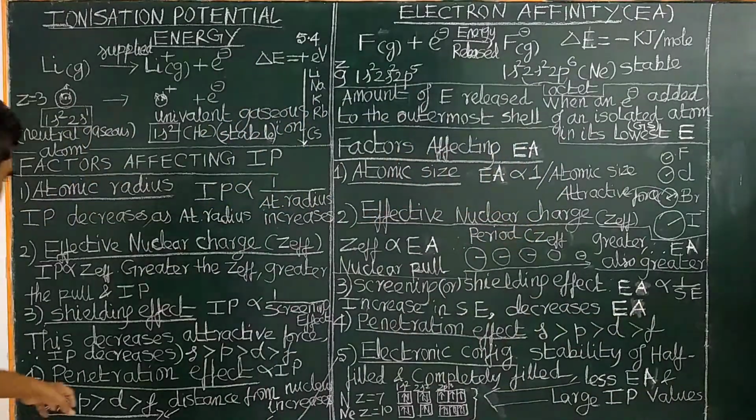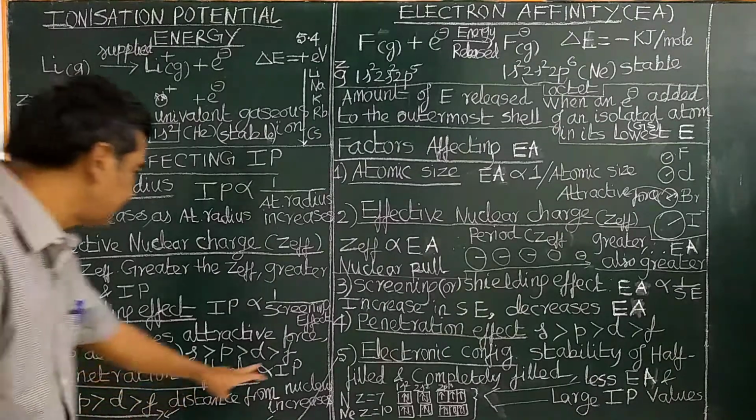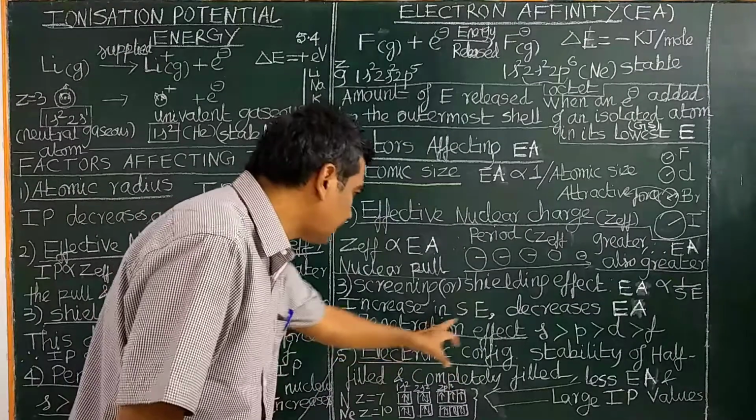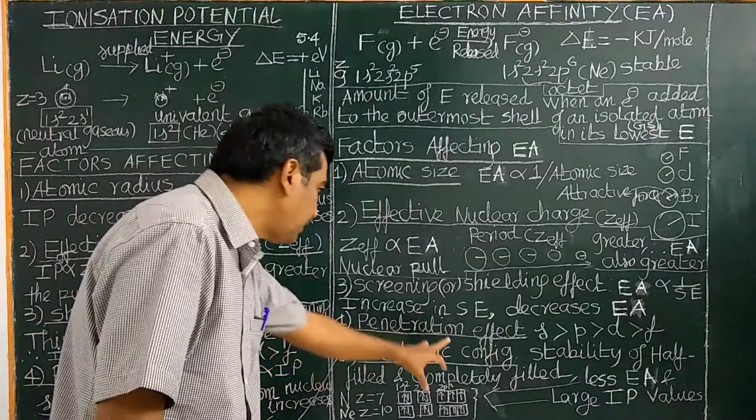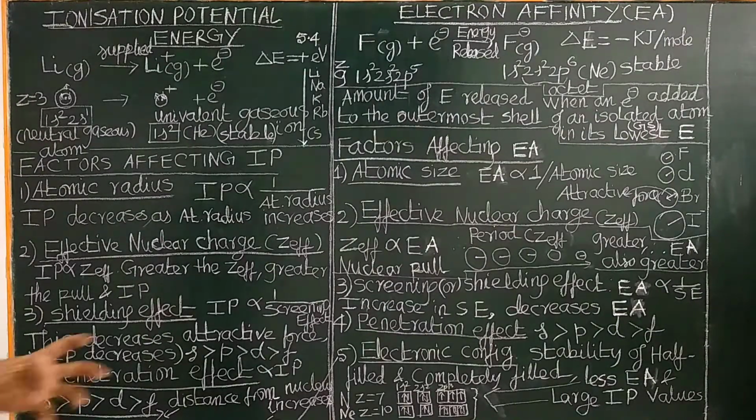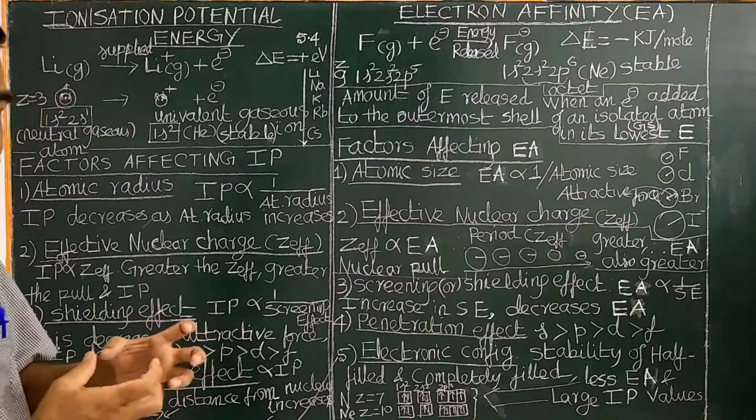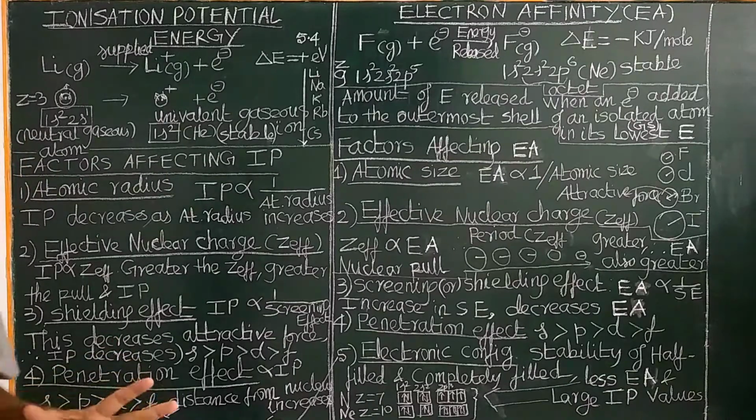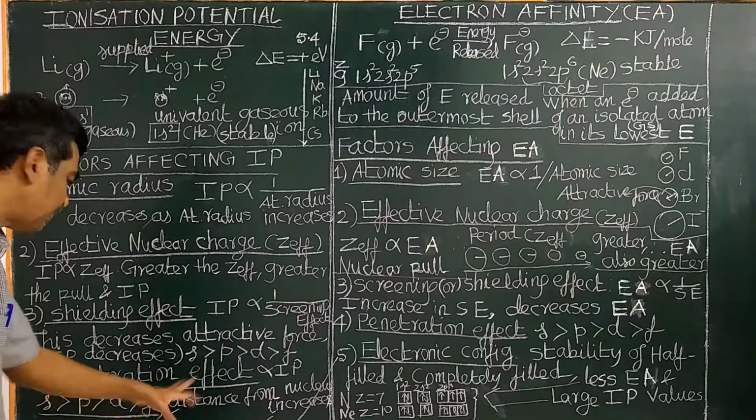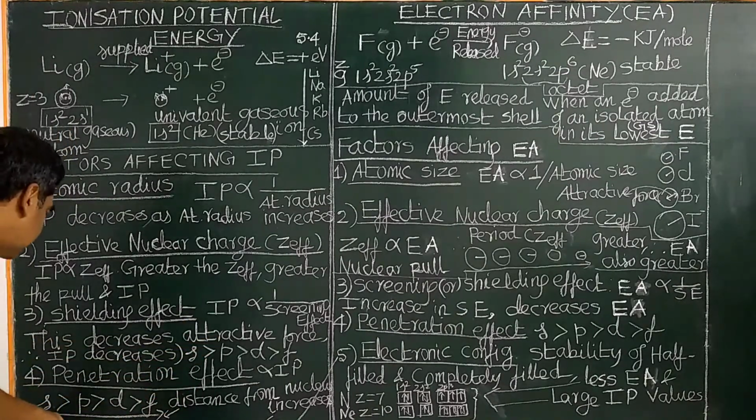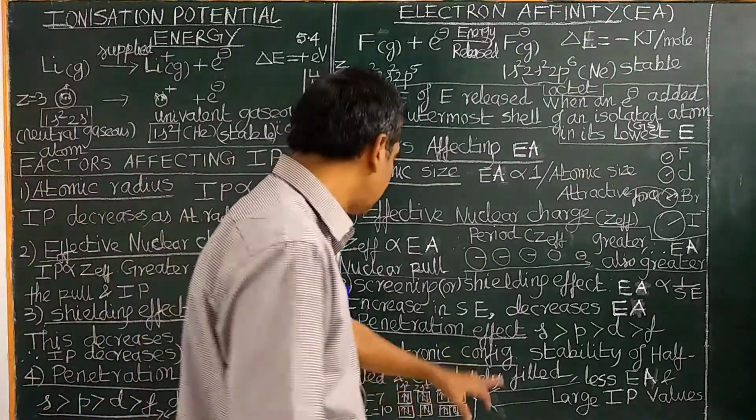And the next factor is penetration effect. Penetration effect is directly proportional to ionization potential and it is also directly proportional to electron affinity. For example, s orbital has greater penetration effect because the s orbital is close to the nucleus. Therefore, it is very difficult to remove an s orbital electron than a p orbital, d orbital, or f orbital electron. Therefore, ionization potential is greater for s orbital electron.